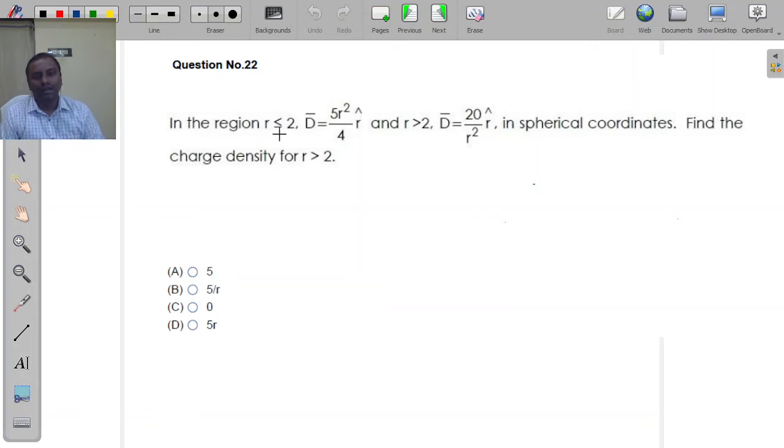So in the region r less than or equal to 2, electric displacement density or electric flux density D equals 5r square by 4 in the unit vector in the radial direction, and for r greater than 2, displacement flux density D equals 20 by r square in the r direction, in spherical coordinates. Find the charge density for r greater than 2.